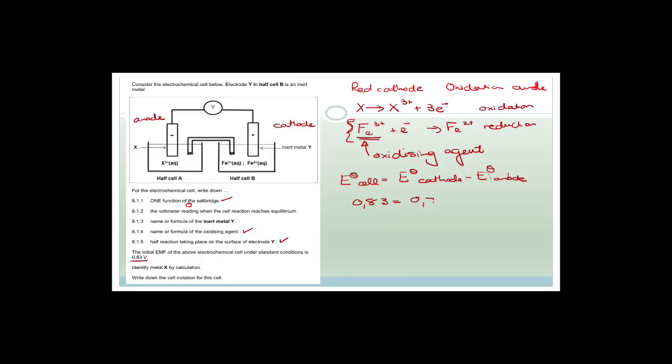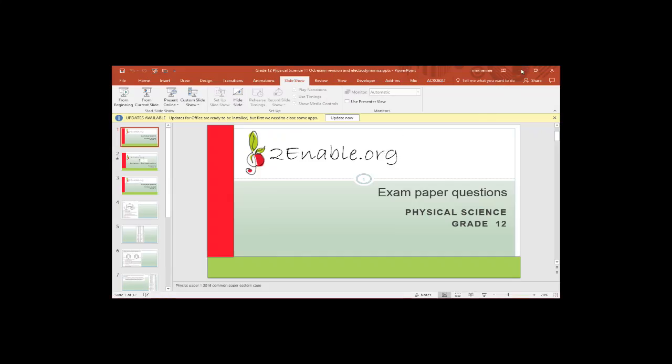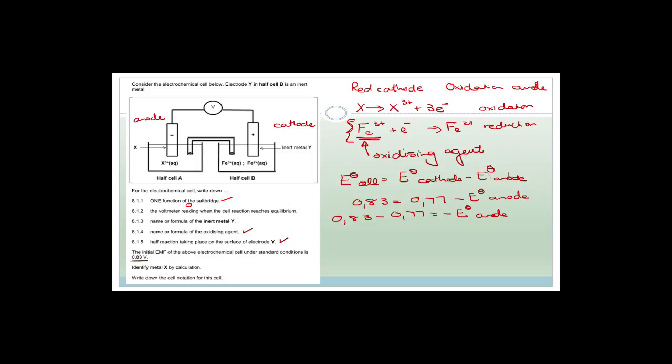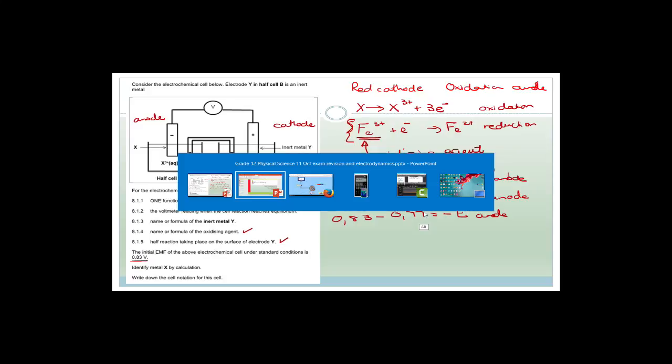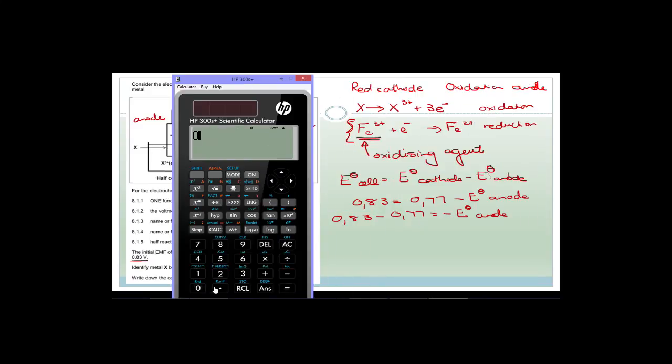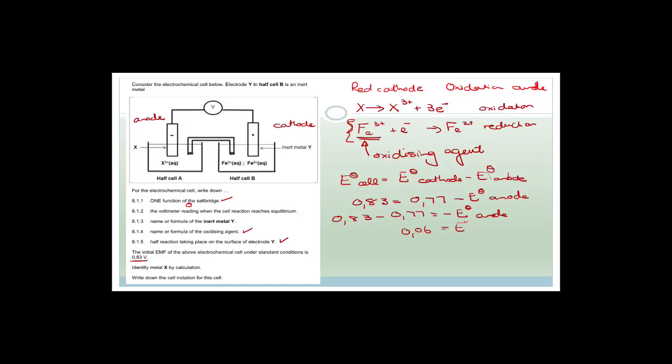That is plus 0.77 minus E theta of the anode, which will give me the E theta of the anode. So if I take that across, I get 0.83 minus 0.77 is equal to minus E theta of the anode. Let's put that on our calculators and have a look. That's E cathode. Let's try again. 0.83 minus 0.77 is going to be 0.06. 0.06 equals E theta of the anode.